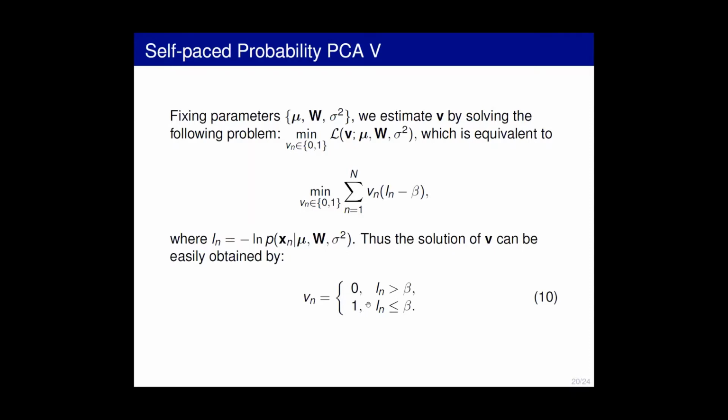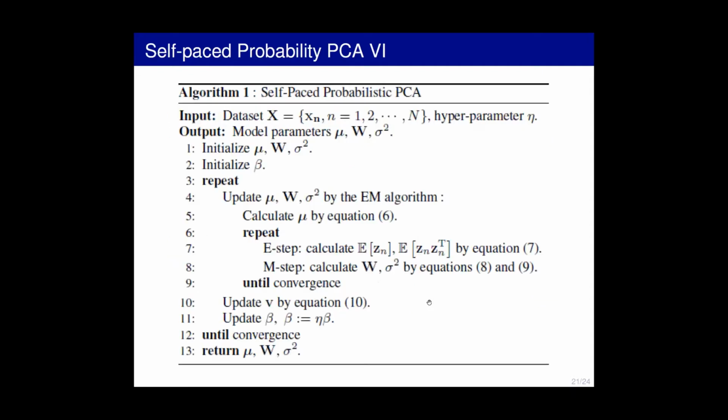So you just want to get the model trained a little bit. Then after some iterations, you increase beta by eta. I think in our paper we used 1.01. Each time you increase beta by 1%, and eventually your model can deal with all data points. So this is the whole algorithm.